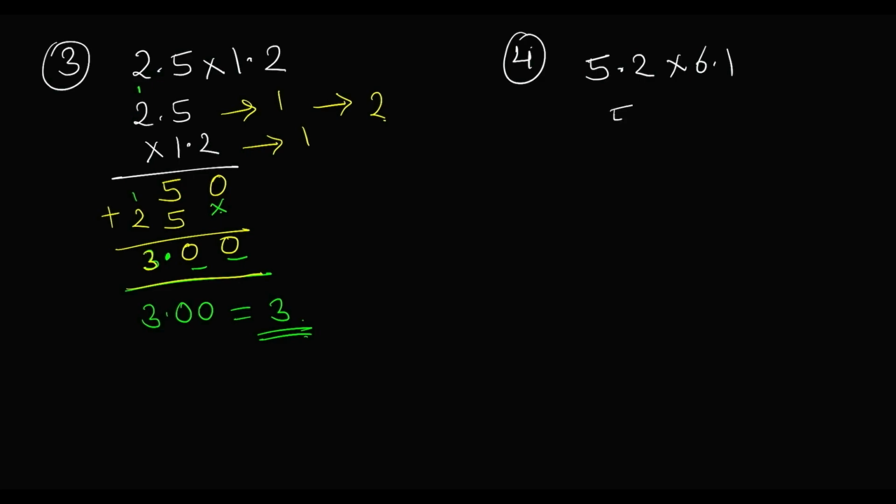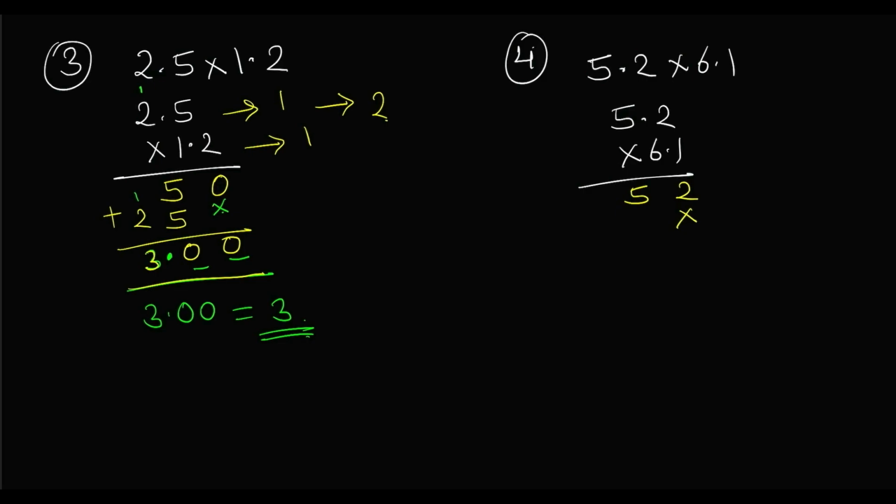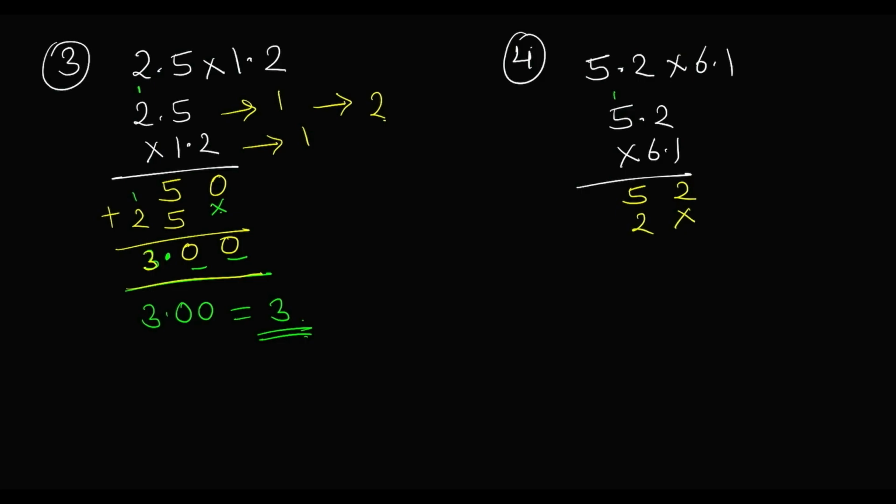So we can write 5.2 into 6.1. Same here, we just ignore the decimals and solve. 1 is to 2, 2. 1 is to 5, 5. Now cross: 6 2s are 12, write 2, carry over 1. 6 into 5, 30, plus 1, 31. Plus 2, 5. 2, 6, 7, 1 and 3. So we can write it properly as 3172.